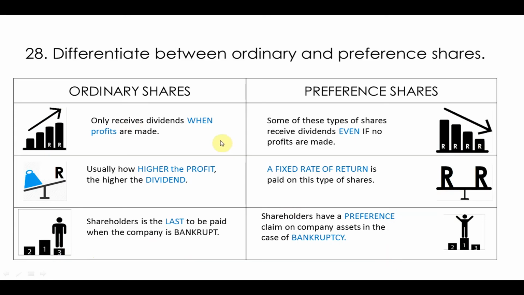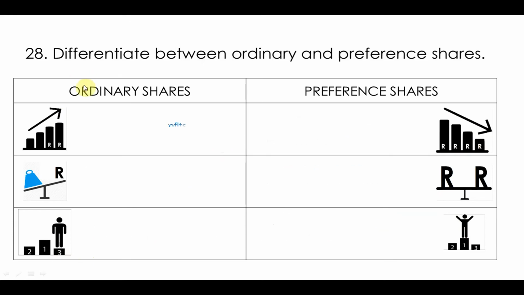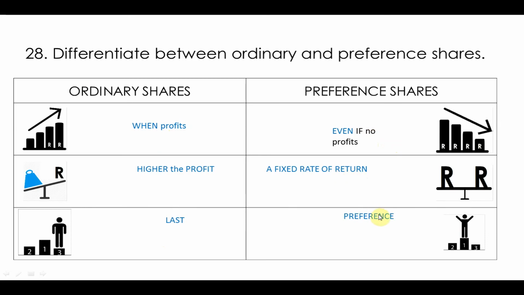So let's take away some of these facts. Our ordinary shares, we get dividends when profits are made. The higher the profit, the higher the dividend. You're last in line. Preference shareholders, even if there are no profits, you receive a dividend. It's done at a nice fixed rate. And you do have preference if there is some sort of bankruptcy.